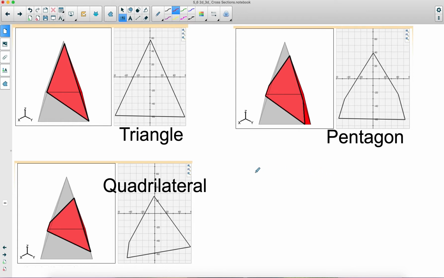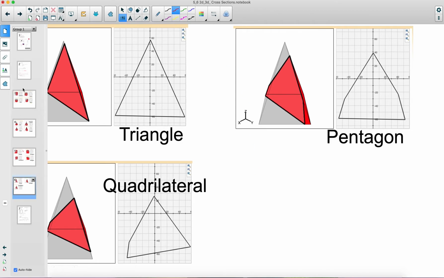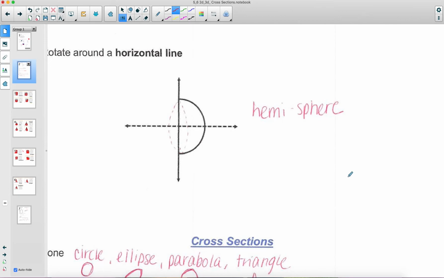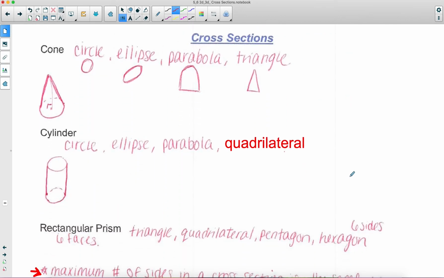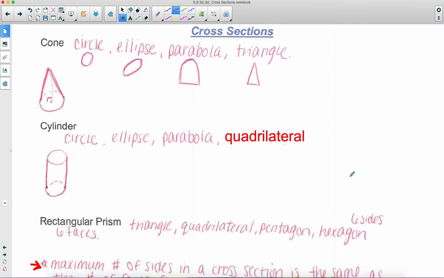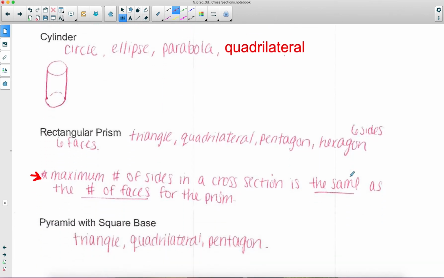Okay, so again, you can use this lesson to refer back to, so you can see the different cross sections also on that page. Right here, I have them listed, what they are. So you have your cone, your cylinder, rectangular prism with that maximum number of sides in a cross section being the same as the number of faces of the prism, as well as then the pyramid with the square base.